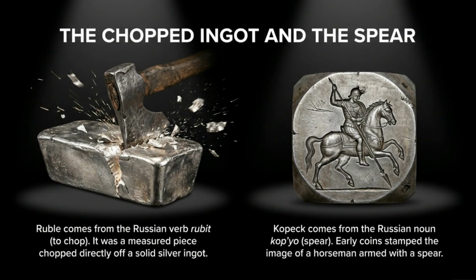The names ruble and kopek have deep historical roots. Ruble comes from the Russian verb rubit, to chop, referencing a measured piece chopped off a silver ingot. Kopek comes from kopyo, spear, as early coins featured a horseman with a spear.